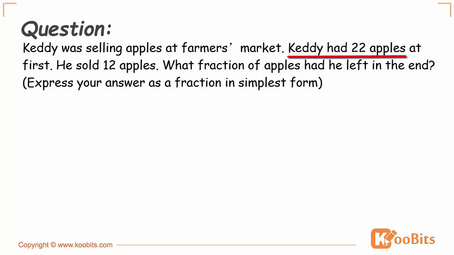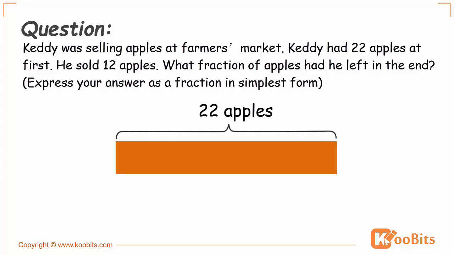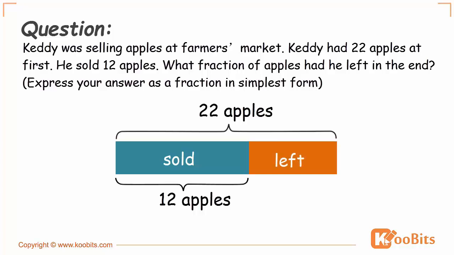Keddy had 22 apples at first. Let's use a rectangle to represent the 22 apples Keddy had at first. He sold 12 apples. Let's divide the rectangle into two parts. One part represents the 12 apples he sold. The other part represents the remaining number of apples he had left.